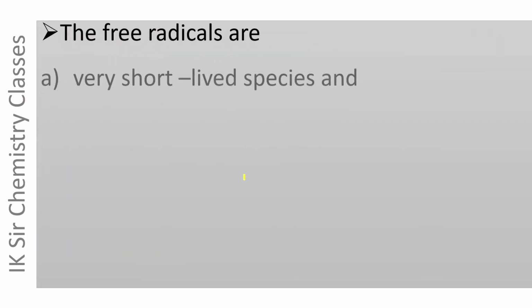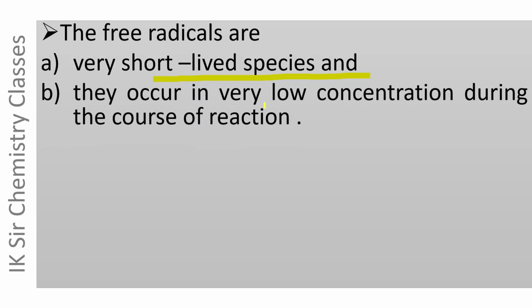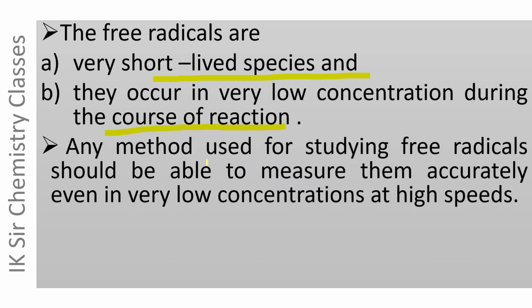The free radicals are very short-lived species. That is, they have very short life period, and they occur in very low concentration during the course of reaction. And therefore, any method used for studying free radicals should be able to measure them accurately even in very low concentration at high speeds.